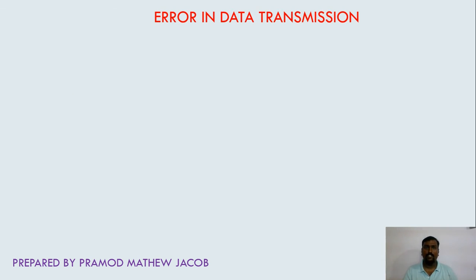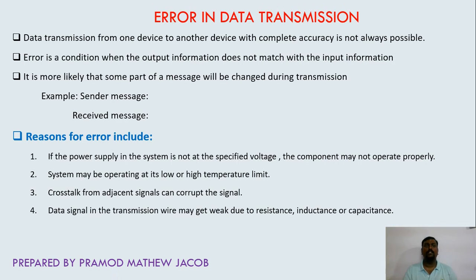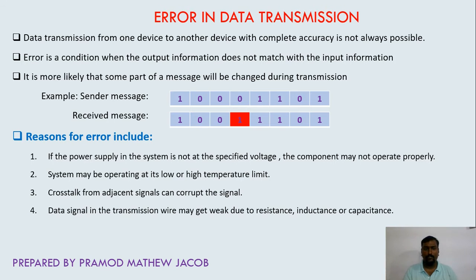First, let's understand what an error in data transmission is. The data transmission between devices may not always be accurate. Error is a condition when the output information does not match the input information. That is, the message received by the receiver may be different from the sent message. Consider the example. The sender message is 1001101 and the received message is 100111101. So here the 0 is changed to 1 on the receiver side. This is an error because the message received at the receiver side is different from the sent message.